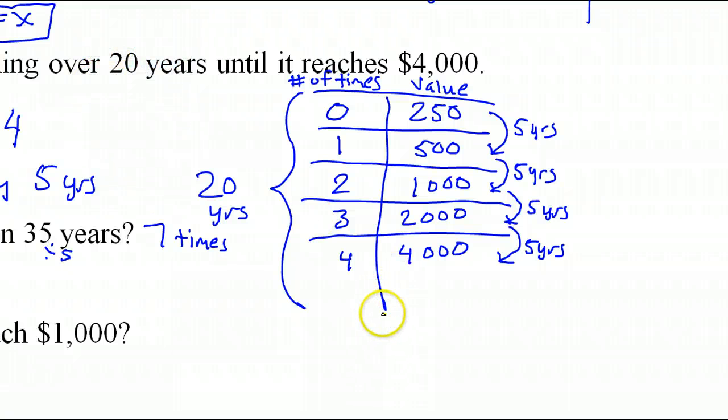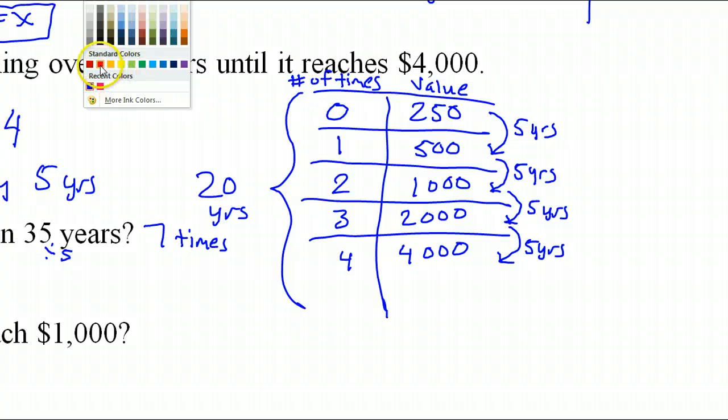Why am I changing colors? I don't know. You know what? I do want to change colors though.